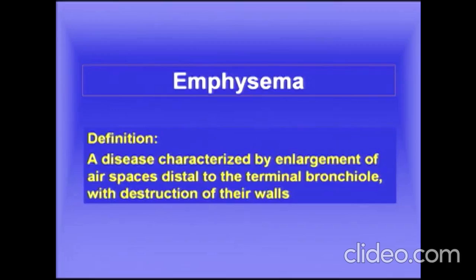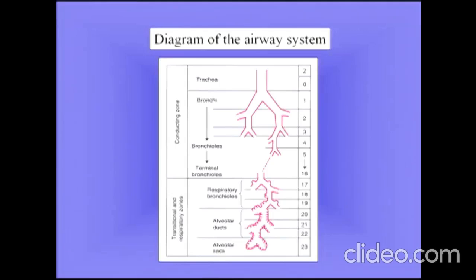Now, occasionally it's useful to have a formal definition of a disease, and this is the definition that's often accepted for emphysema. It's a disease that's characterized by enlargement of the air spaces distal to the terminal bronchiole with destruction of their walls. Now that leads us to remind ourselves of the terminal bronchiole, and here's a diagram of the airway system, the Weibull model that we've referred to several times previously.